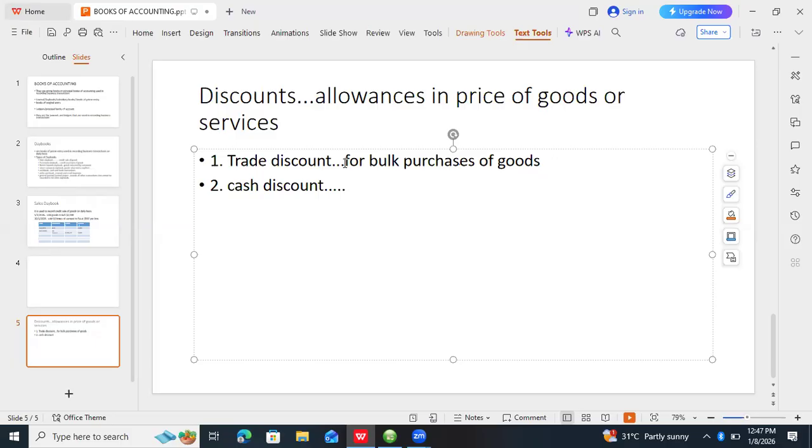But because you are buying two, you are buying more, right? Buying in bulk means you are buying more. They are giving you some reduction. So instead of paying 20 for the two, you are asked to pay 12. Please, you get the understanding for the trade discount.